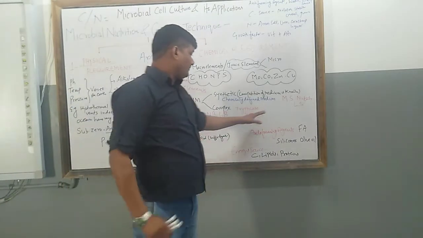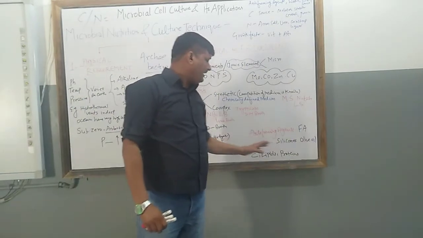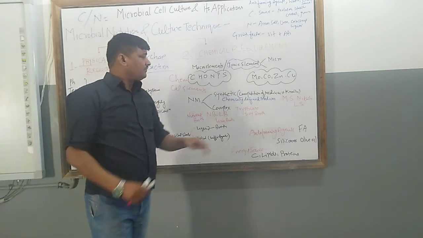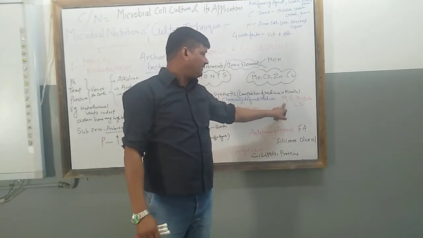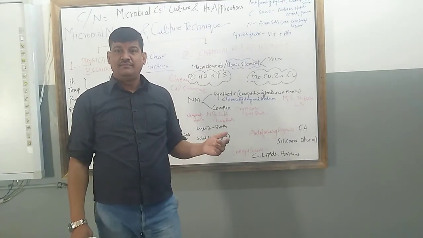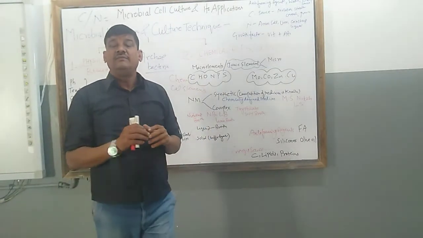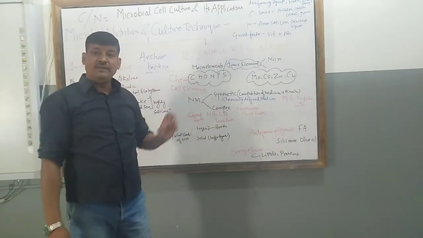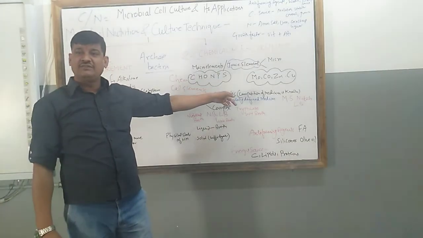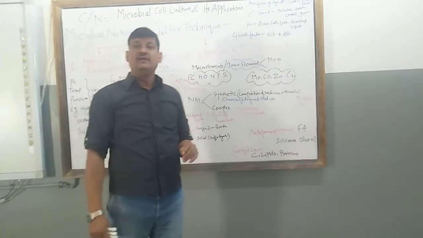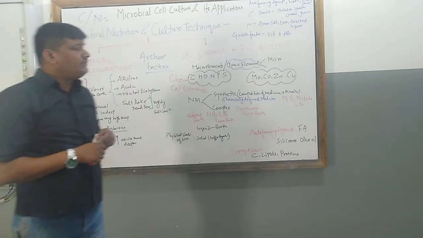Now, some other examples. Energy source we have already done, anti-foaming we have already done. I just told you about the synthetic medium, that is the MS medium and LS medium. Once again, this synthetic medium has a known proportion of chemical substances. On the other hand, the complex one has an unknown proportion of chemical substances. So the synthetic medium is also known as the chemically defined medium. So this is about microbial nutrition and culture technique.